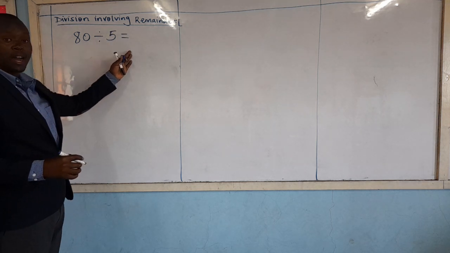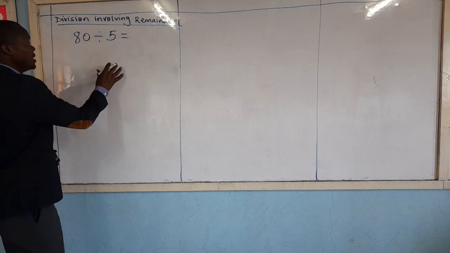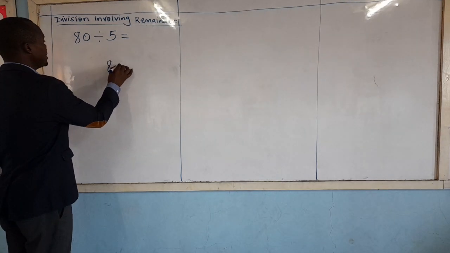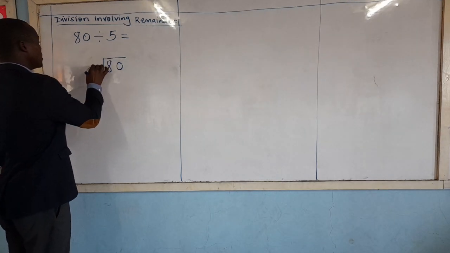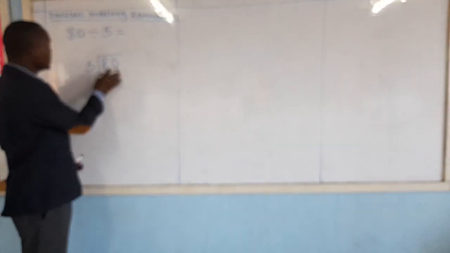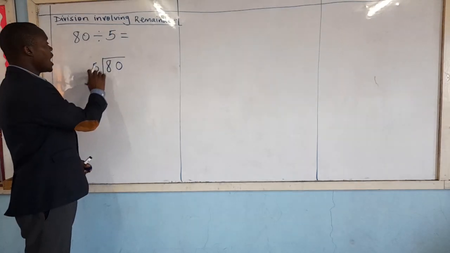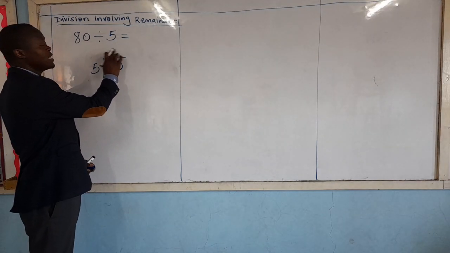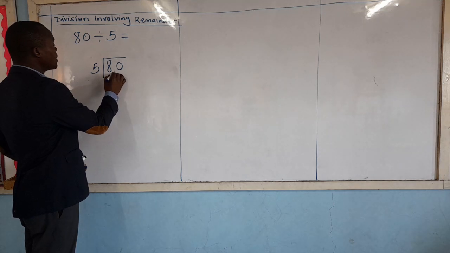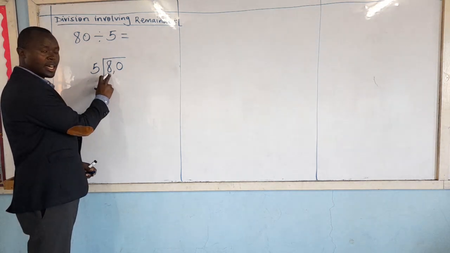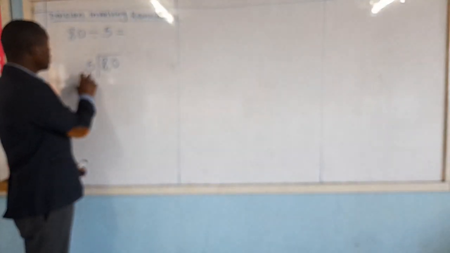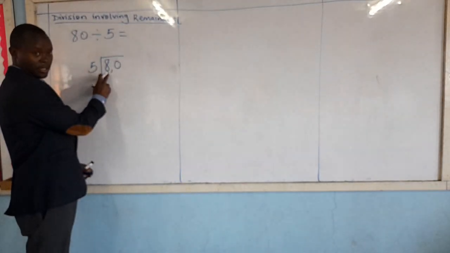80 divided by 5. We said that we are going to arrange the work using the long division method, which is 80. Then we'll put the 5. Remember that 80 is our dividend, 5 is the divisor, and at the top here we are going to find the quotient. So we will start by considering the first digit 8. Ask yourself, can 5 go into 8? And the answer is yes, because 5 is smaller than 8.